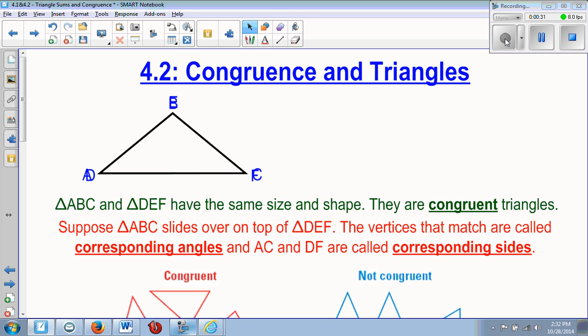Also, the side lengths and angles that lay on top of each other are called corresponding parts. So in these two triangles, angle A and D would be considered corresponding parts. Angles B and E would be corresponding. Angles F and C would be corresponding. Also, the side lengths that lay on top of each other would be corresponding. AB and DE, BC and EF, AC and DF. They would all be considered corresponding parts. Whenever you have two congruent triangles, there are 6 corresponding parts, 3 pairs of angles and 3 pairs of sides.